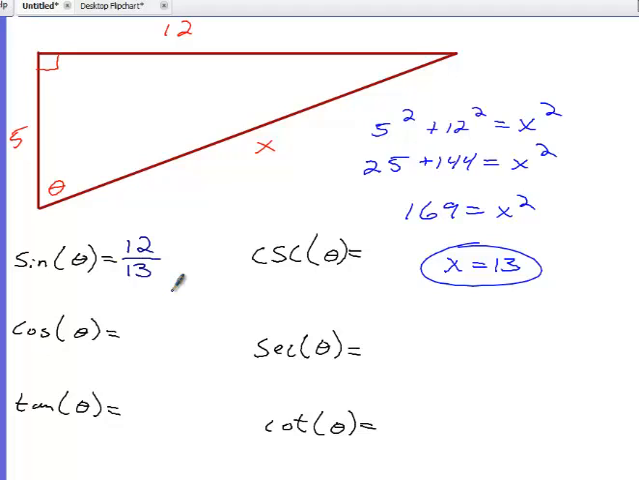Okay? And then 12 over 13, can that get any smaller? Nope. So what's the cosecant? 13 over 12. All right, cosine, adjacent over hypotenuse, so what's the adjacent side? And what's the hypotenuse? Can it get any smaller? Reciprocal? Yay. Everybody good? Tangent is what over what? 12 over 5. Can that get any smaller? Reciprocal? And there's all 6 of the trig functions.